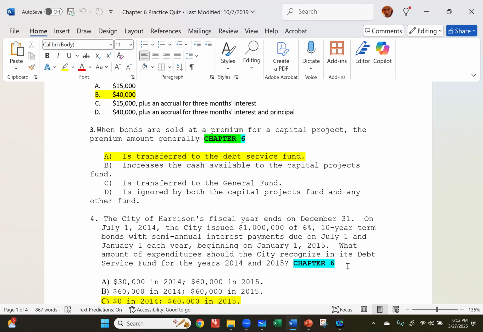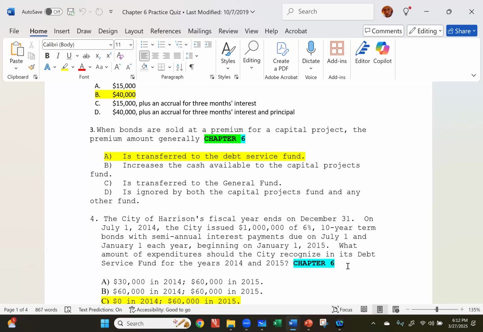Or if you hadn't sent the cash right away, you could set up a due to, debit other financing sources transfer out, credit due to debt service fund, and then later debit the due to and credit the cash to send it over. Yeah. You know, actually, yeah. And you know what?